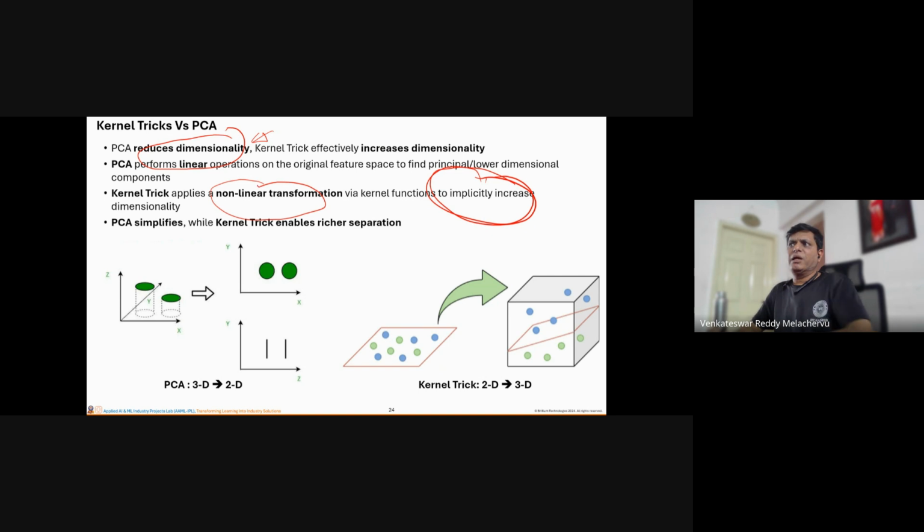Essentially, the kernel trick is for nonlinear transformation, whereas PCA is to reduce the complexity, and it's linear. PCA is a linear transformation for reducing dimensions, whereas when increasing the dimensions, we are transforming nonlinearly. PCA is simplifying the process of computation. The kernel trick is creating a richer separation between data that is otherwise not possible to separate linearly. PCA is essentially approximating the separation, as you can see.